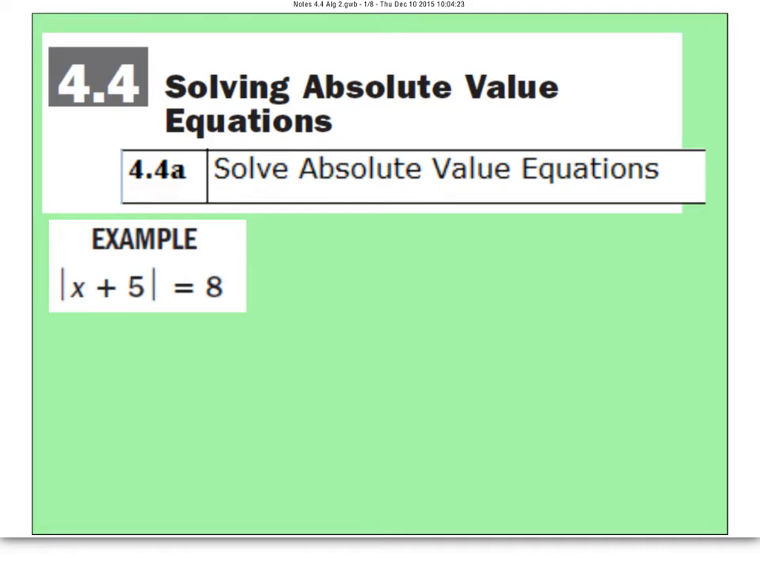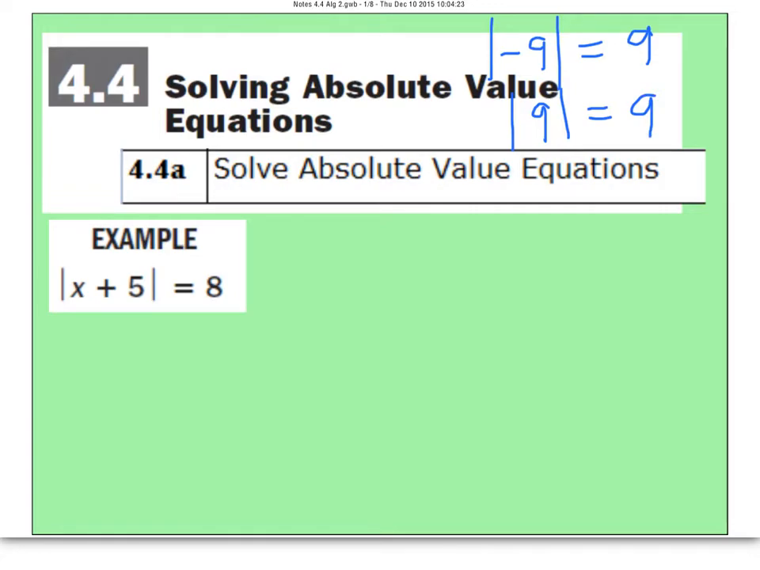In Learning Objective 4.4a, I'm going to show you how to solve absolute value equations. Look at this first one. Let's just review what absolute value means. If I asked you to find the absolute value of -9, all it means is to make it positive, so the answer is 9. By the way, what's the absolute value of just 9? Well, make it positive, it's just 9.